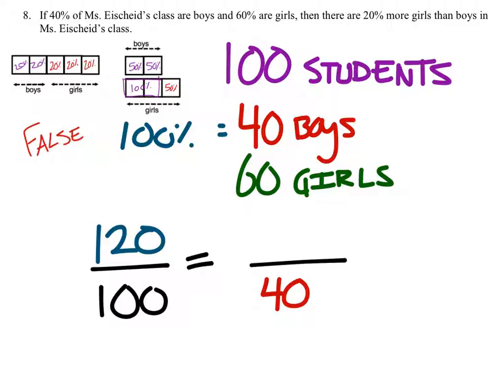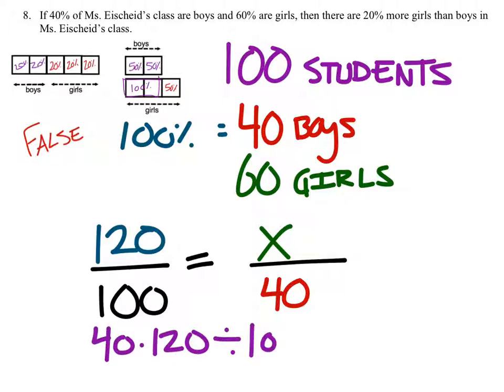And then we can figure out how many girls there are. Now if it's different than the 60, which there should be, then we know that the statement is false. If it's the same, then we know the statement is true. So when we solve this proportion, 40 times 120 divided by 100 equals 48.